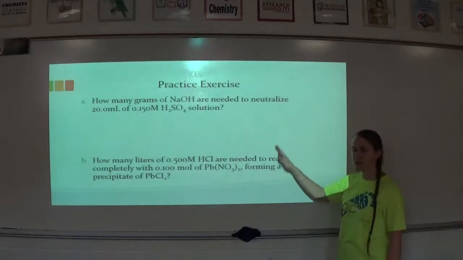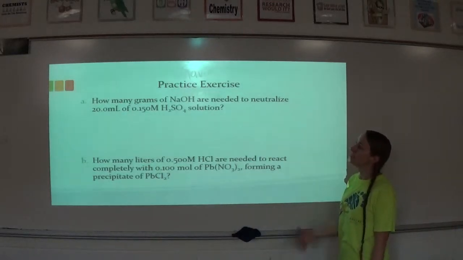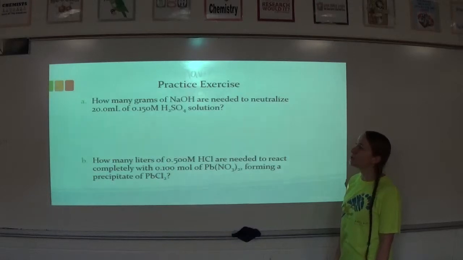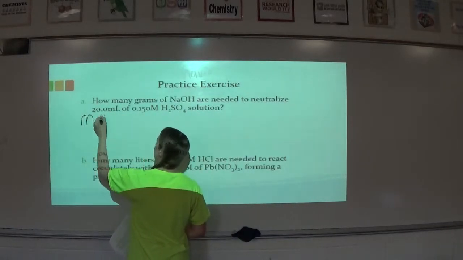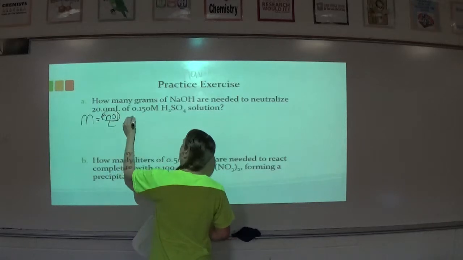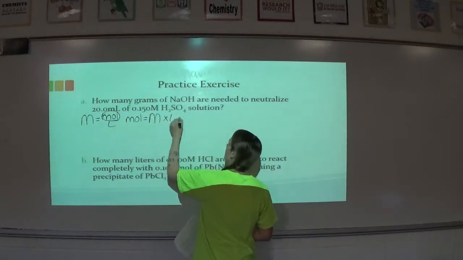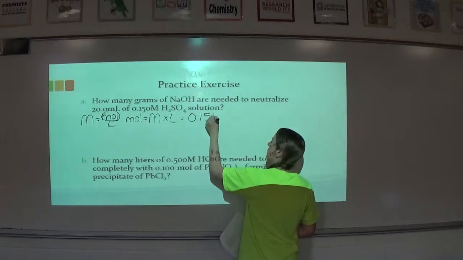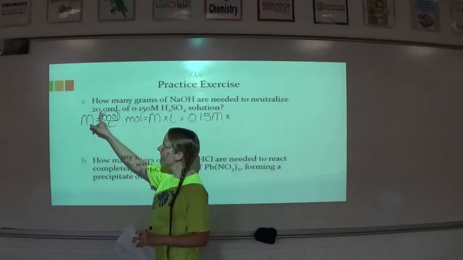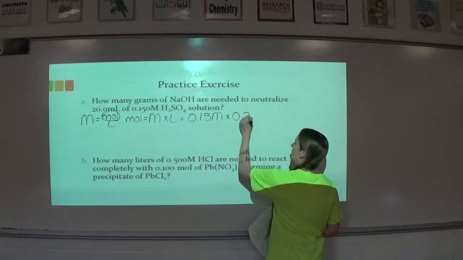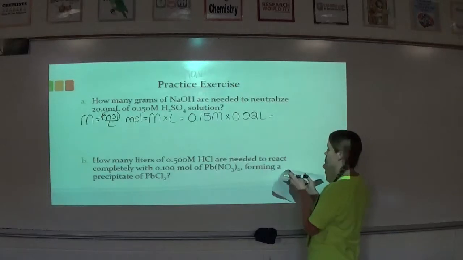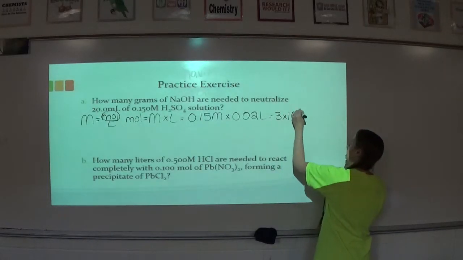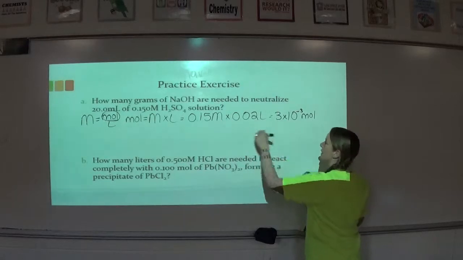All right, so maybe pause and try these, and then we'll look at them together. So it says, how many grams of NaOH are needed to neutralize 20 milliliters of 0.15 molar H2SO4 solution? Okay, so again, I don't know moles, but I can use my molarity formula. So molarity is moles per liter. So if I'm solving for moles, it's molarity times liters. So I do my 0.15 molarity times, remember, divide this number by 1,000 or move your decimal 3 places, 0.02 liters. And so when I solve for that, I got 3 times 10 to the negative 3 moles of H2SO4.